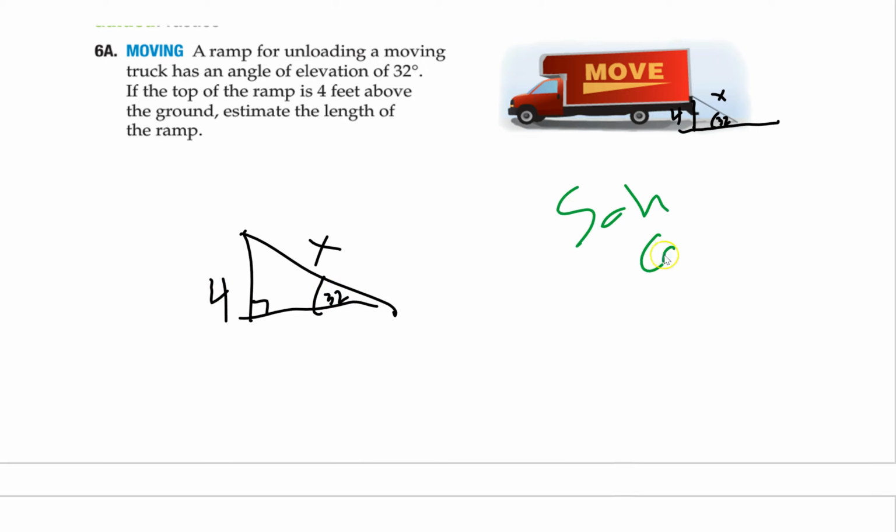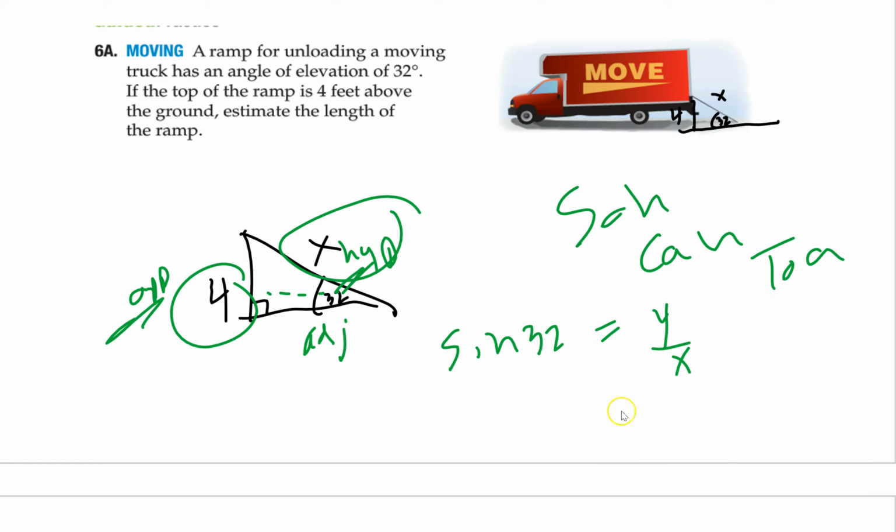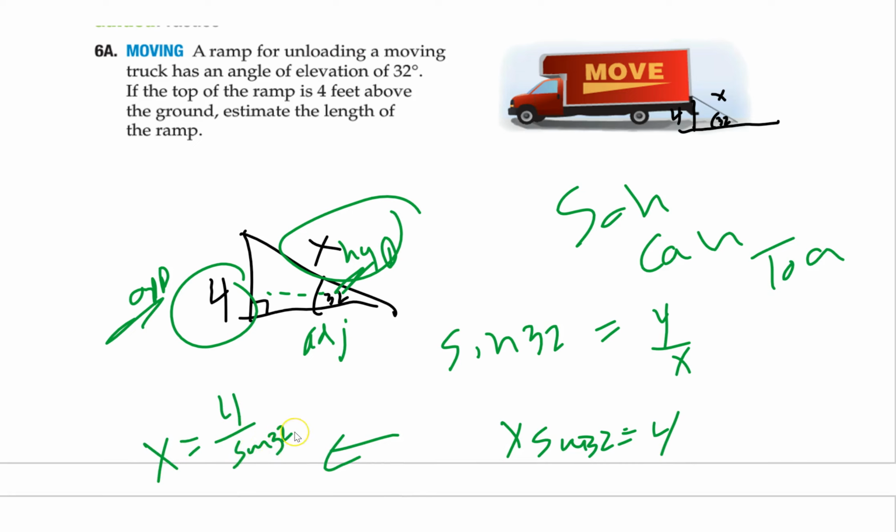So we can do what we've just been doing. So got TOA. And look what we have, right? This is opposite, this is adjacent, this is hypotenuse. I want hypotenuse, I have opposite, that is OH, that is sine, my favorite. Sine of 32 equals 4 over x. We're going to multiply both sides by x to get x sine 32 equals 4, divide by sine of 32, and you get x equals 4 over sine of 32. You just put that in your calculator to get an answer.